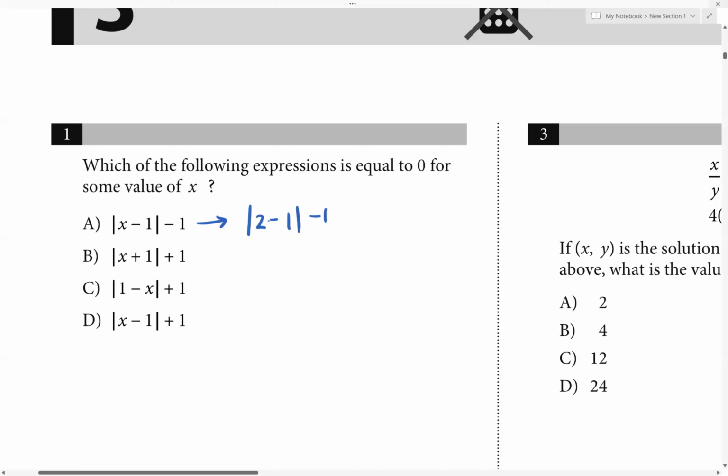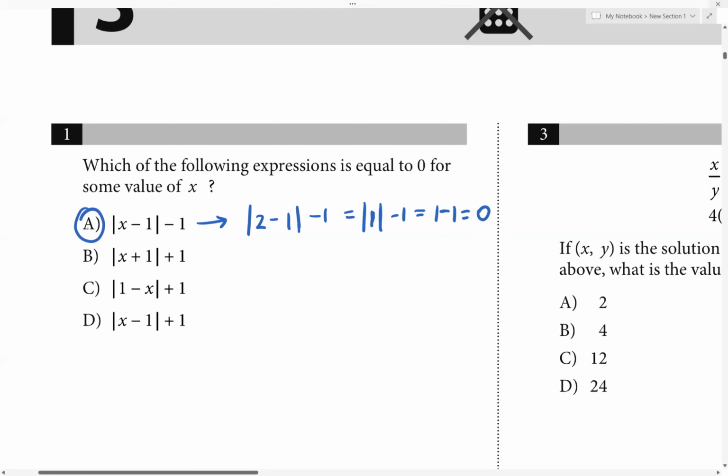For letter A, if x equal to 2, this will give us 2 minus 1, which is 1, and absolute value of 1 is also 1. Absolute value makes everything inside a positive number. If it's negative, it turns positive; if it's positive, it stays positive. So absolute value of 1 is just 1, and then 1 minus 1 is equal to 0. So for letter A, when x equal to 2, this whole thing is equal to 0, so that could work. Letter A should be our answer.